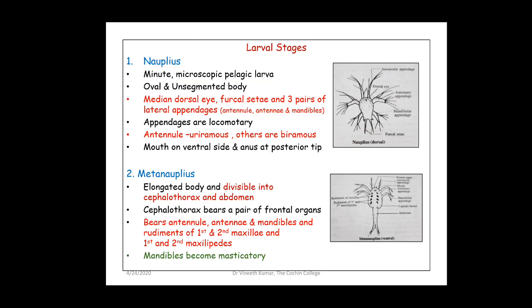The first one is the nauplius larva. The nauplius larva is a microscopic, free swimming, pelagic larva. As you see in the diagram, it is oval and unsegmented. So we are starting from an unsegmented larva, and we'll be moving on to a completely segmented adult. This unsegmented oval larva is called the nauplius.